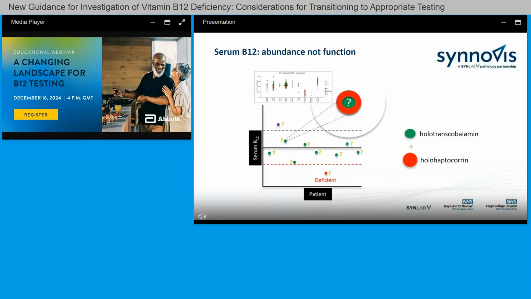And this is because we know that the serum B12 test, like any biomarker, has some limitations. So one of the limitations of the serum B12 assay is that it's measuring abundance. It's telling you how much is there. This doesn't tell you what's going on in the tissues. It doesn't give you an indication of function.